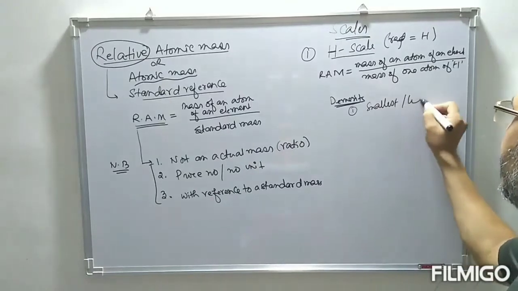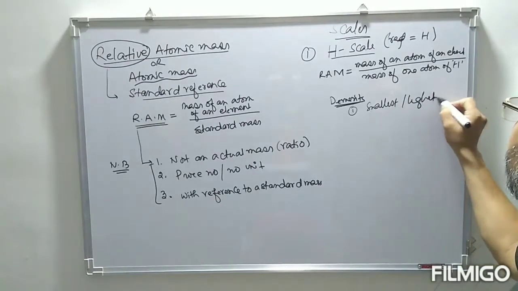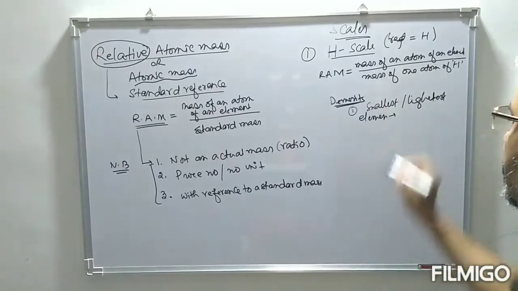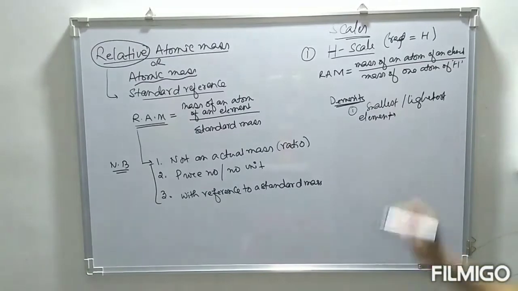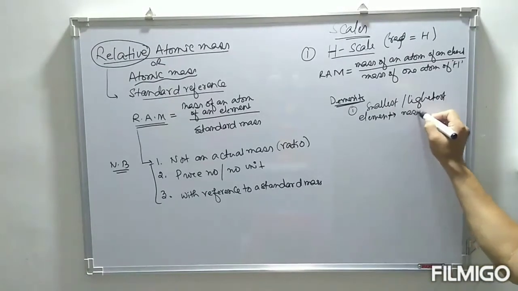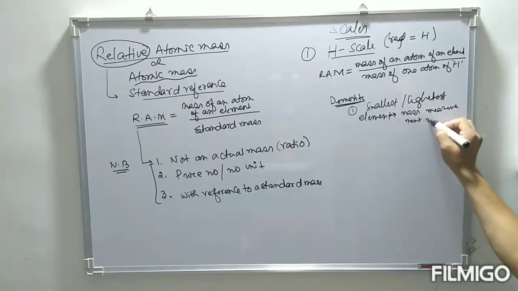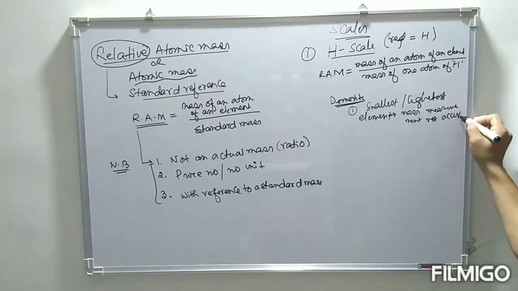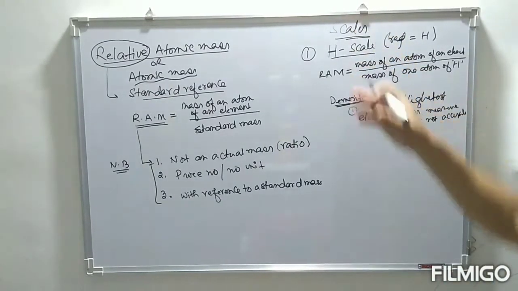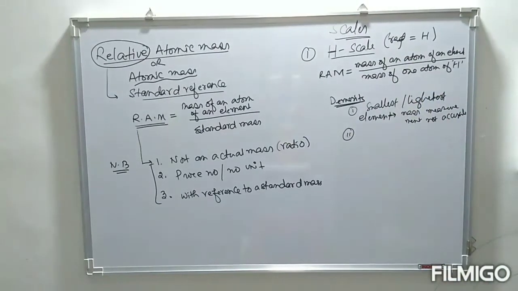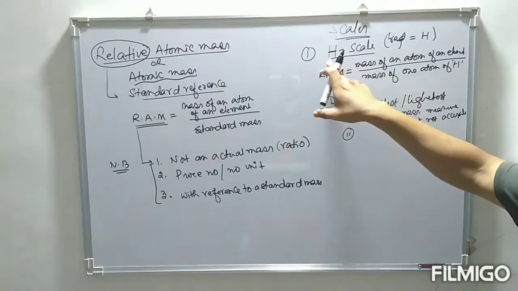The smallest and lightest element, so the mass measurement is not accurate. So this was one of the reasons why we removed hydrogen for some other scale. The second demerit concerning this hydrogen scale is this.